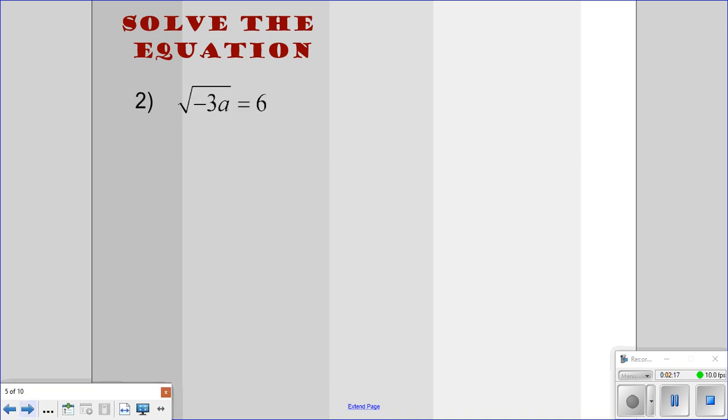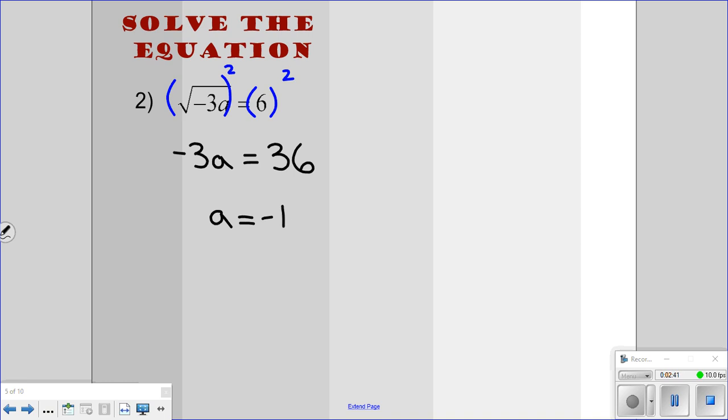Let's look at the next problem here. I once again have my square root by itself. It is not equal to a negative number, so I say squared, squared. I get negative 3a on the left side, and 6 times 6 is 36. I divide both sides by negative 3, so I get a equals negative 12.